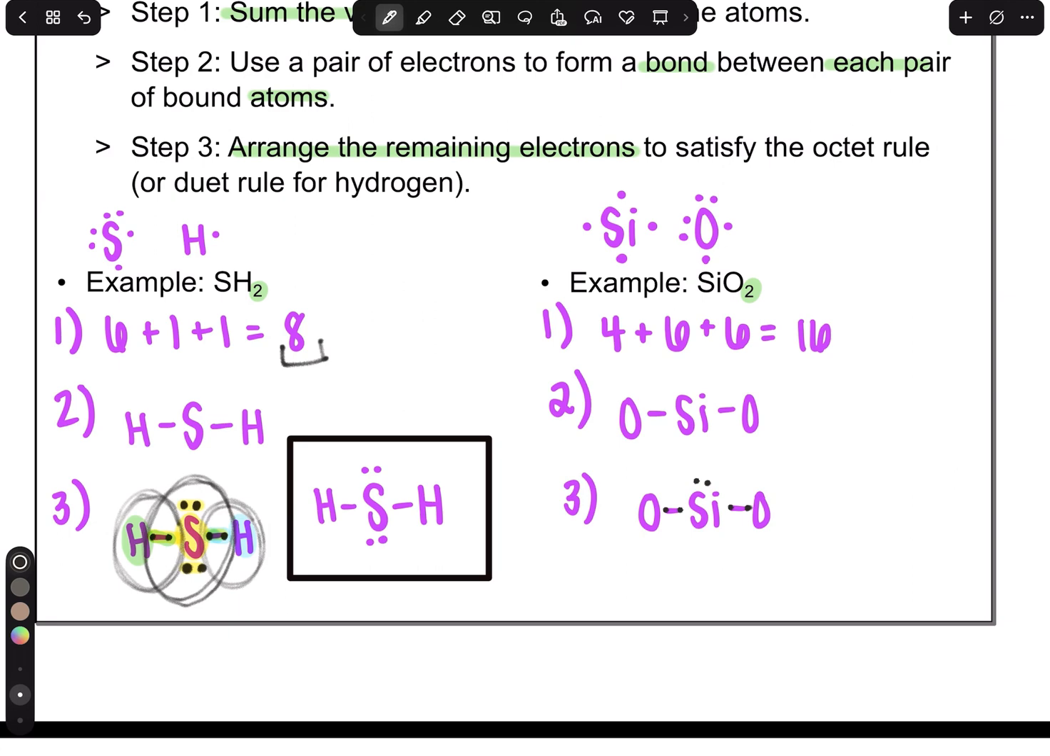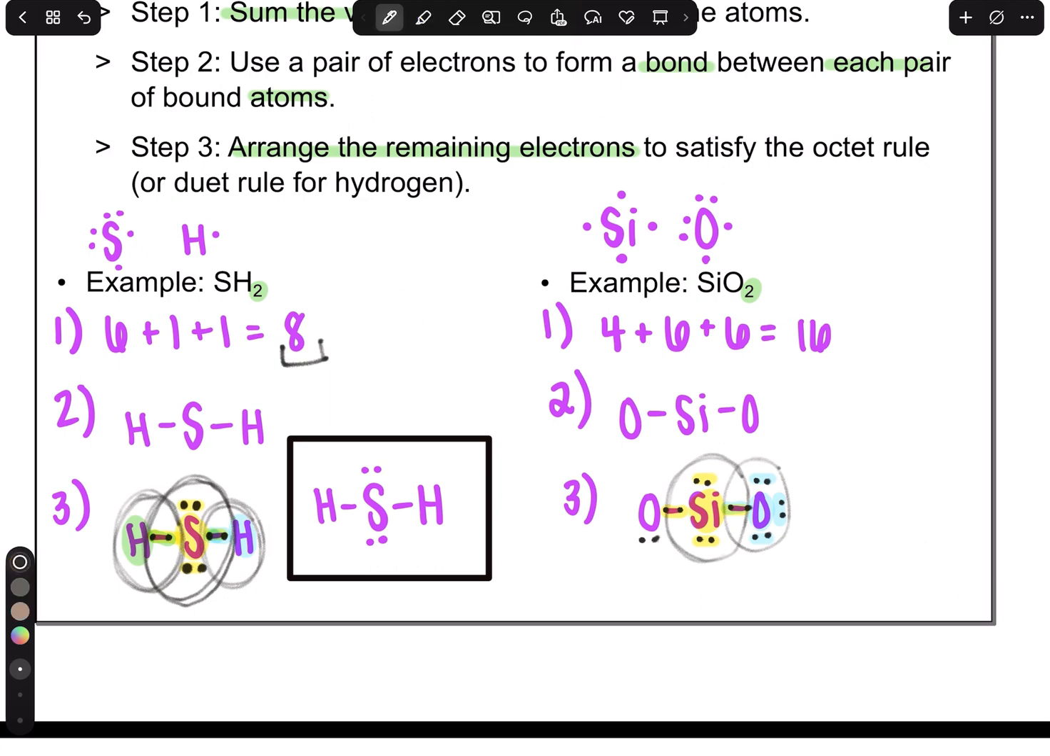I've got 2, 4, 6, 8, 10, 12, 14, 16. Great. There's my 16 electrons. Now let's see if my octet rule is satisfied. Oxygen on the right has access to 2, 4, 6, 8 electrons. That's perfect. Silicon in the middle has access to 2, 4, 6, 8 as well.